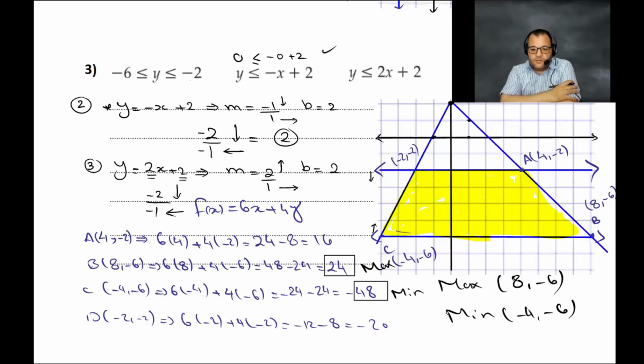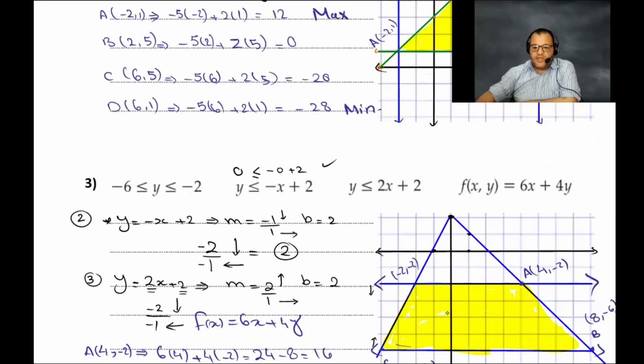Mister, for the function, why is it f of x and y instead of just f of x? Because you have here inside the bracket the relation between x and y. Oh. That's an ordered pair.